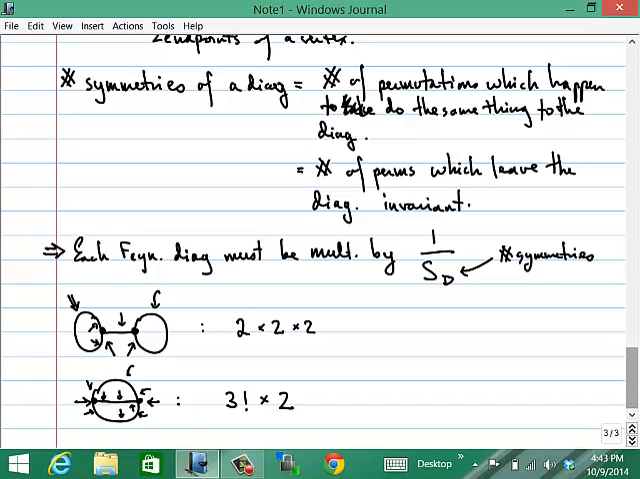So maybe what I'll do is next class, for my next problem set, I'll give you some opportunities to practice your chops at computing symmetry factors.